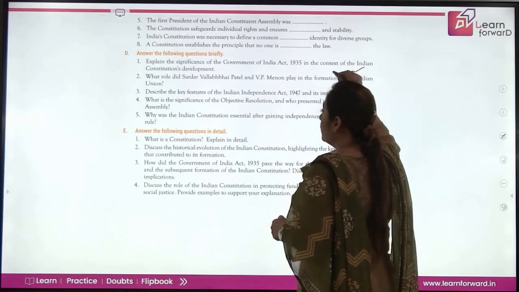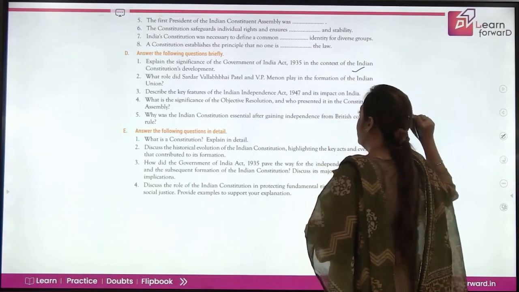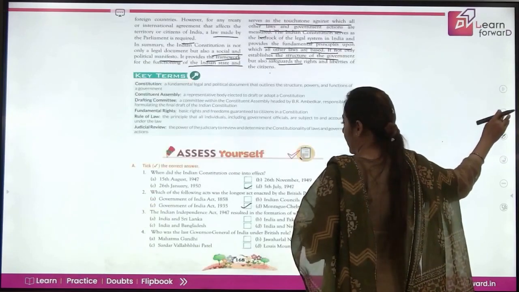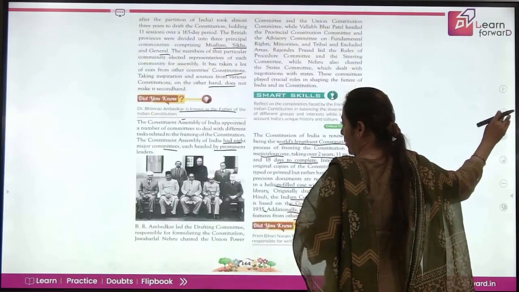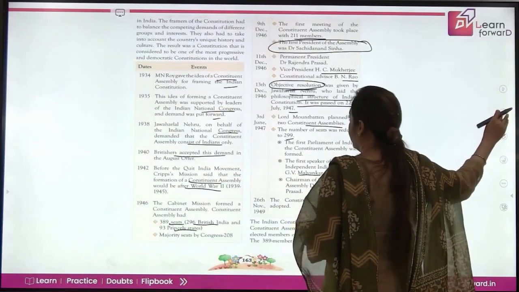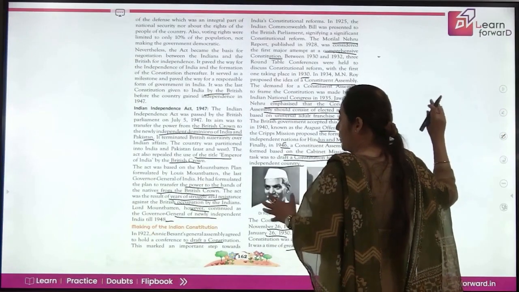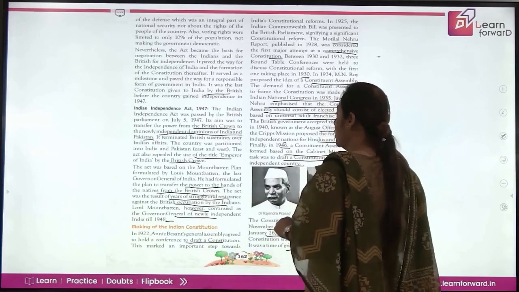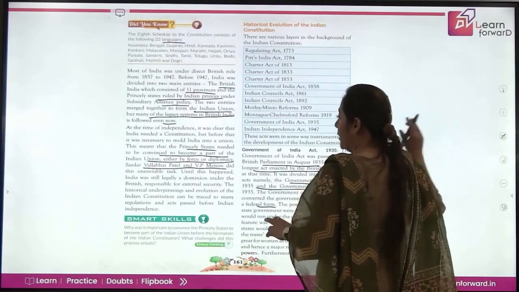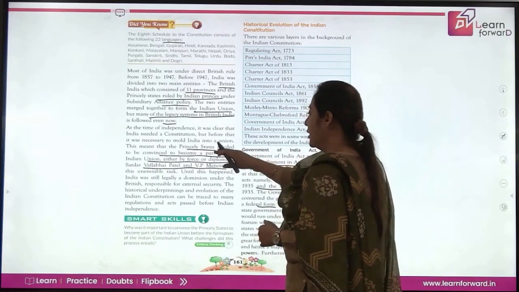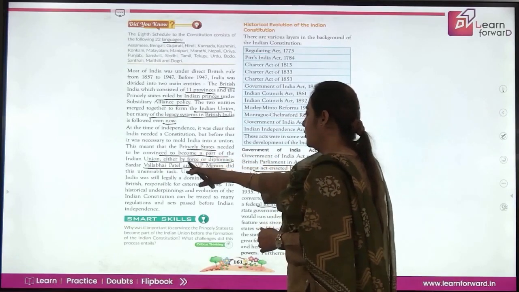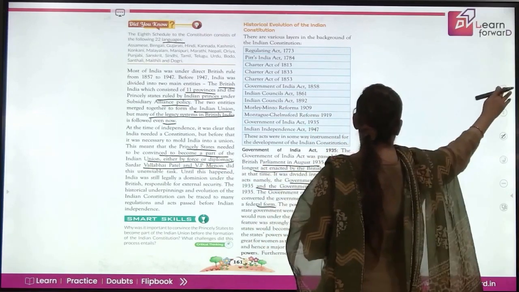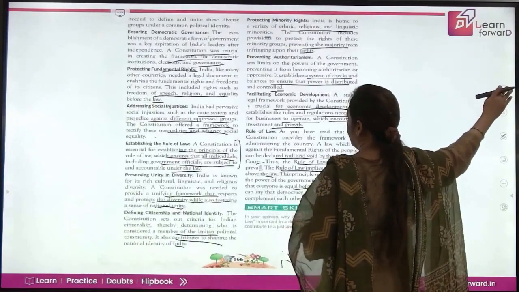What was the role of Sardar Vallabhbhai Patel and VP Menon in the formation of the Indian Union? So Sardar Vallabhbhai Patel and VP Menon played a great role, because when they started with this act, the people were basically not ready to leave the princely states. So it was done by both these people. They needed to convince the princely states to become a part of the Indian Union. So this task was done by Sardar Vallabhbhai Patel and VP Menon. Let's come to the next question.